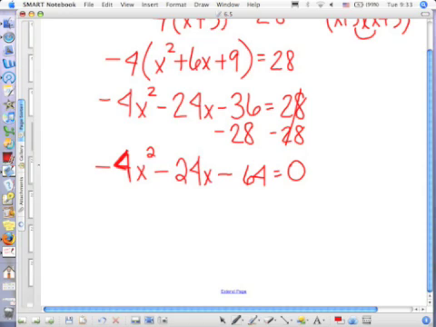Does it help to multiply everything by -1? Not really, but you can if you want to change all the signs. We can divide everything by -4, which would give us positive x squared plus 6x plus 17 equals 0. You said -4? Yeah, you can divide by -4 if you want to make your x squared positive, but it doesn't matter. It's 16. 16, sorry.